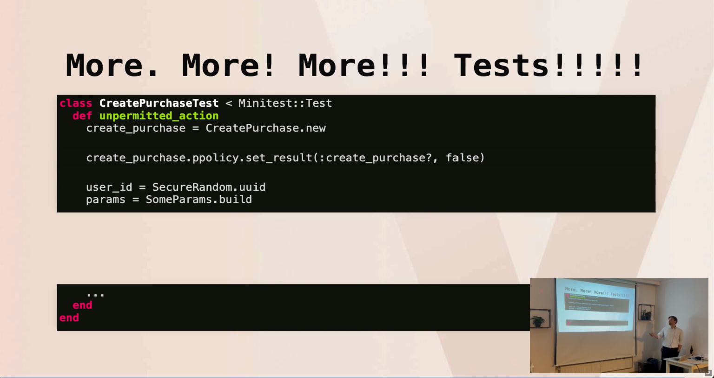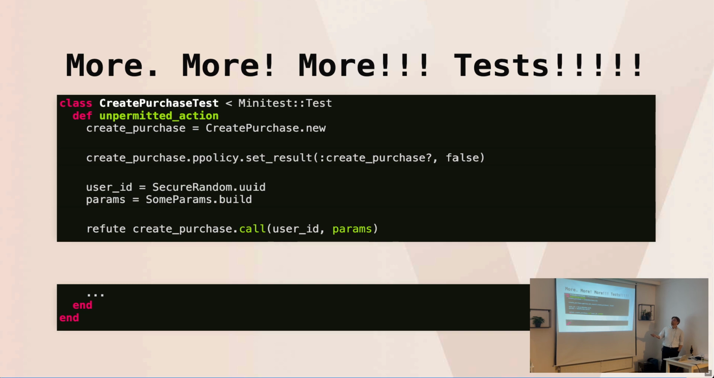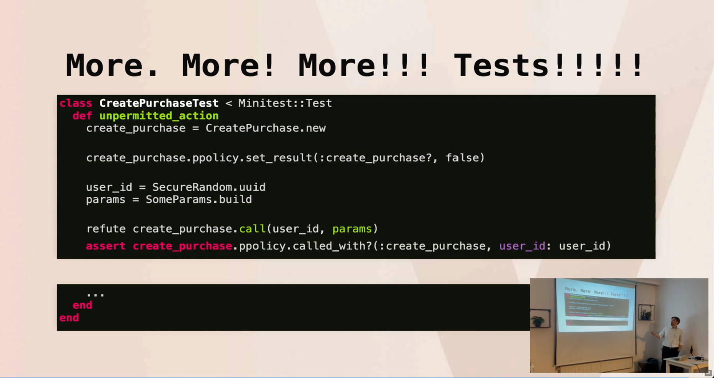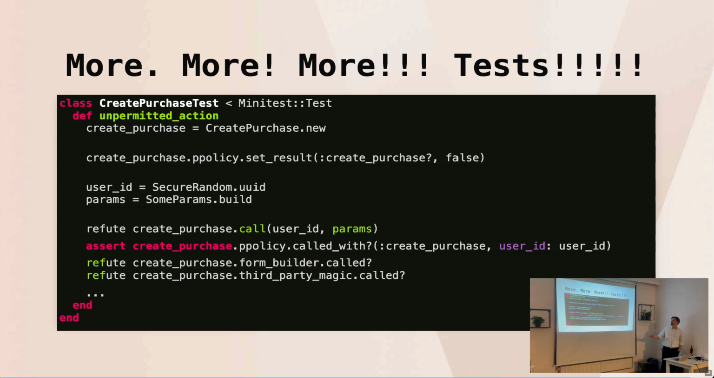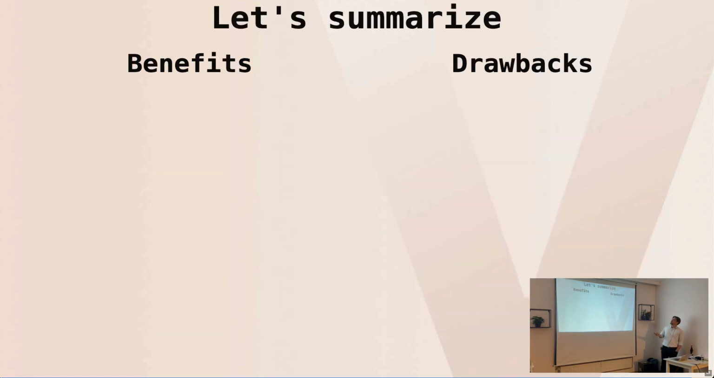We now prepare our attributes again and call, and again we're expecting that the service will refuse, so it returns false. And also we are expecting that our policy was called with the expected arguments. Yeah, it's here, but this time our two other dependencies, form builder and third party, are not called, and it's correct because in our code we have return false if the policy is not permitted.